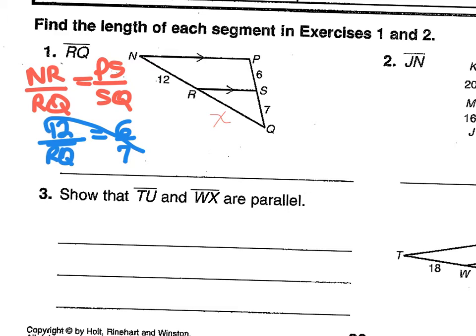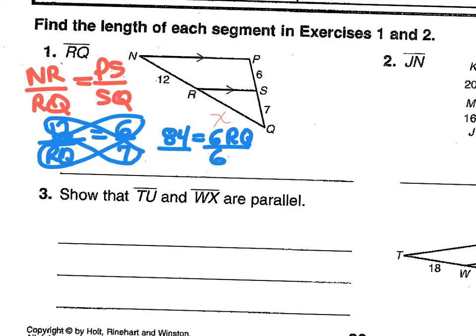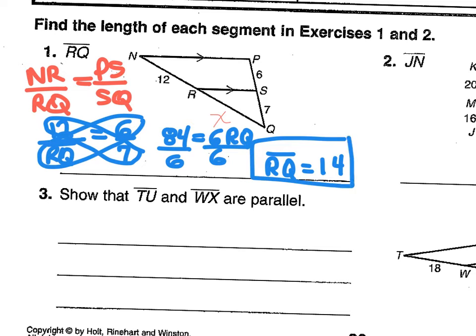Then we just cross multiply. 7 times 12 is 84, so let me put it on the side. 84 equals 6 times RQ. We just divide both sides by 6. So segment RQ, 6 into 8 goes once, remainder of 2, 24 divided by 6 is 4. So RQ is 14. Now go ahead and try problem number 2.